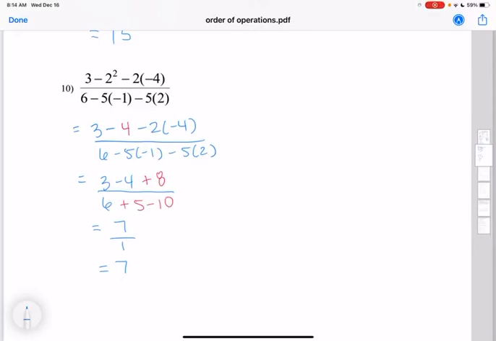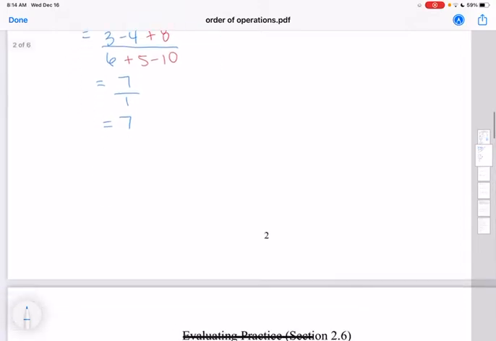Order of operations, part 2 of 2. So here's where we left off yesterday. So we'll go ahead and turn the page.